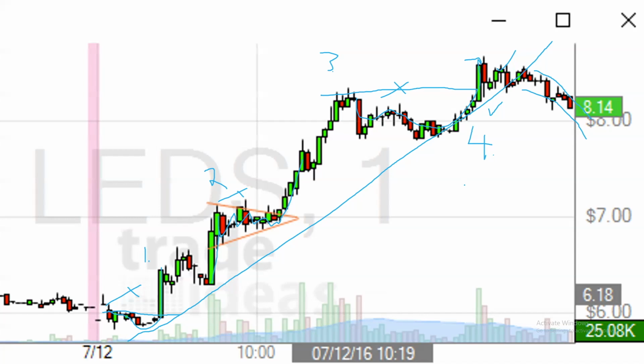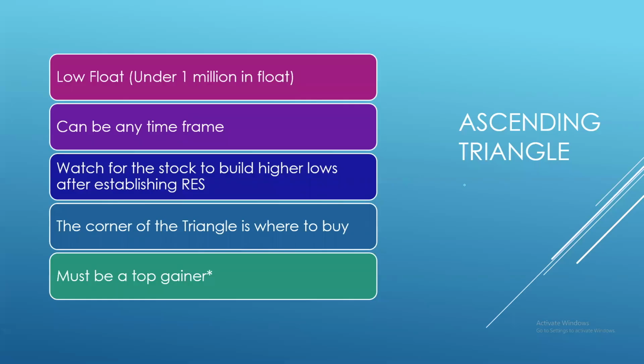Let's see what we have. What else do we want to be focused on? We want to be going over now the ascending triangle pattern. We've gone over bull flag patterns. Now we want to talk about the ascending triangle pattern. As you guys can guess, we want to see a low float. This could happen in any time frame as well. We are going to be looking for stocks to build higher lows after establishing resistance. So watch for stocks to build higher lows after establishing resistance.